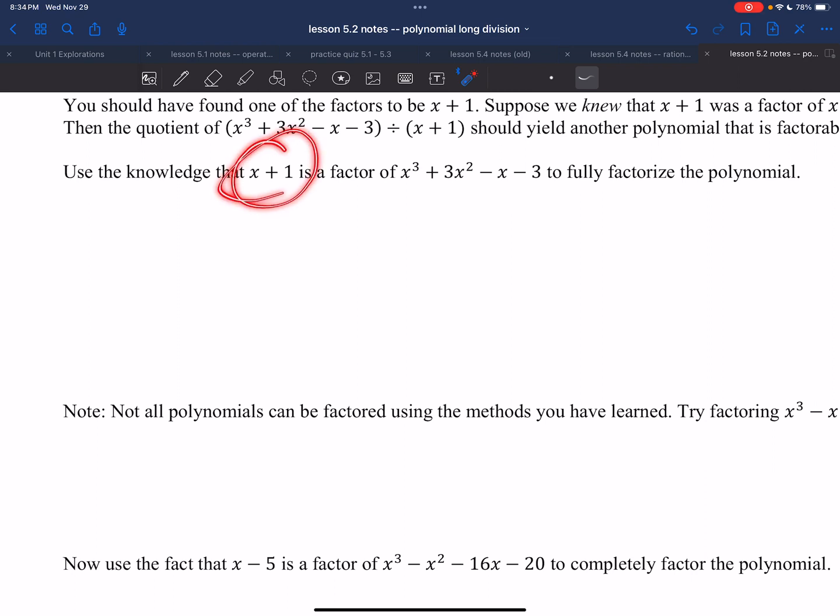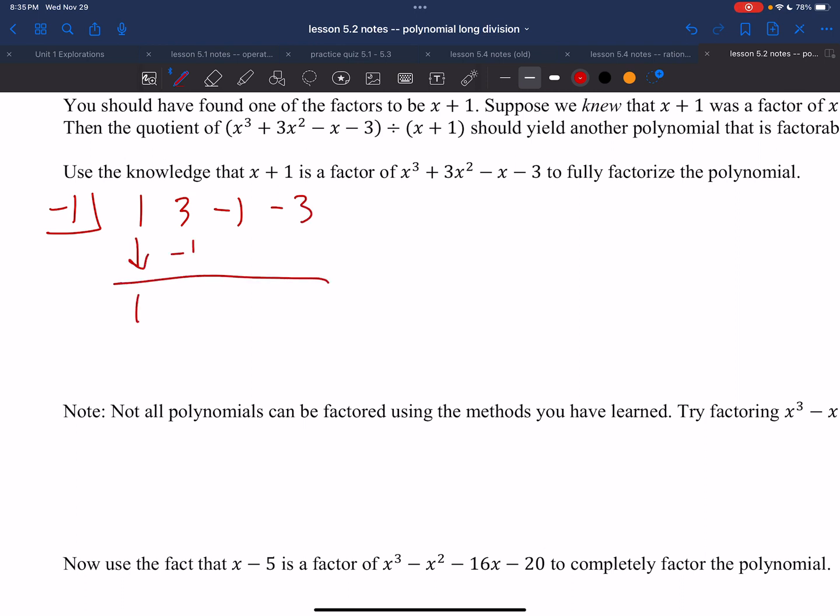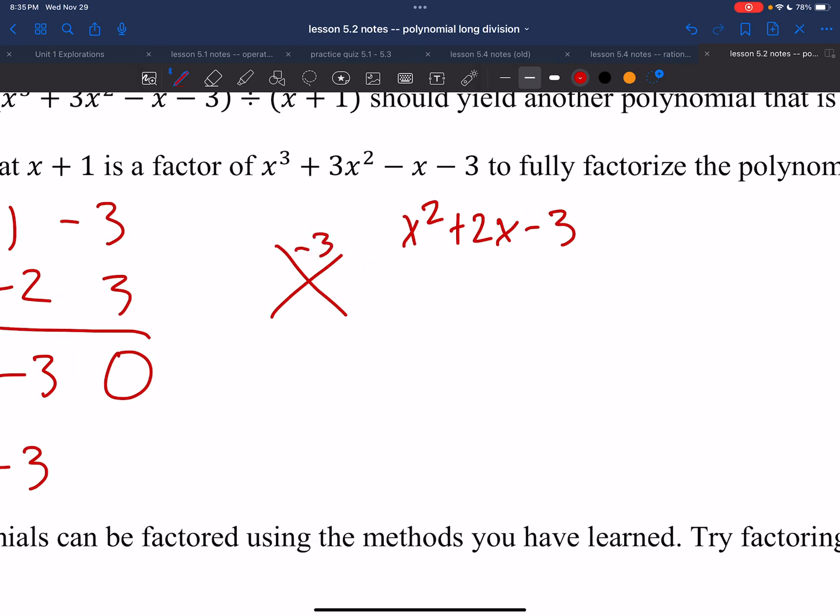Now, notice the factor x plus 1 is monic, meaning the leading coefficient is 1, and linear. So I'm going to use synthetic division because that's faster. Here's my negative 1, and I'm going to do 1, 3, negative 1, negative 3. Drop the 1. 1 times negative 1 is negative 1. This is 2, then negative 2, then negative 3, then 3, and then 0. So what is the resulting polynomial? It's x squared plus 2x minus 3. That's a typical quadratic trinomial that is very easily factorable. So if you look at x squared plus 2x minus 3, you could do your little x puzzle. Put the negative 3 up here, put the 2 down here. What two numbers multiply to get negative 3 and add to get 2?